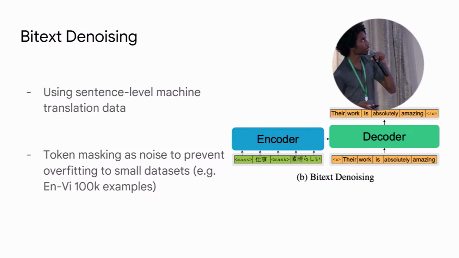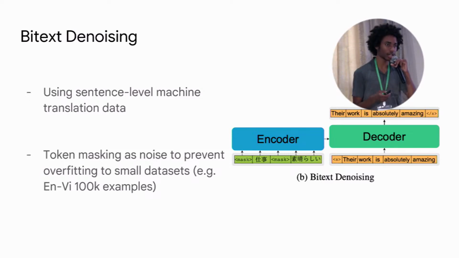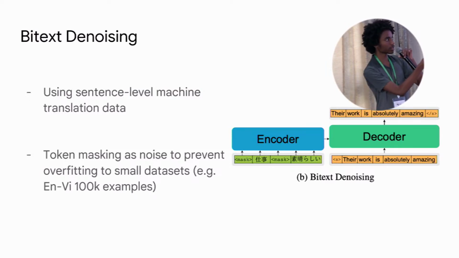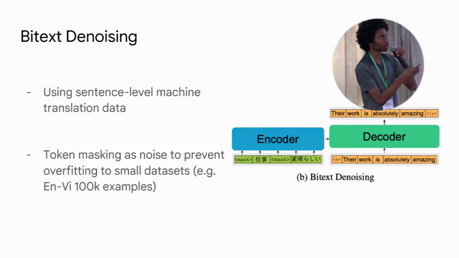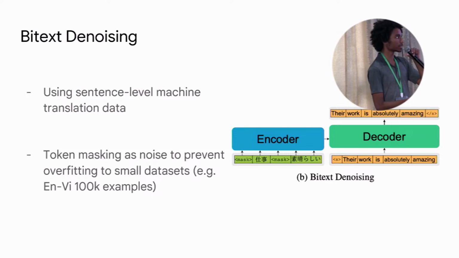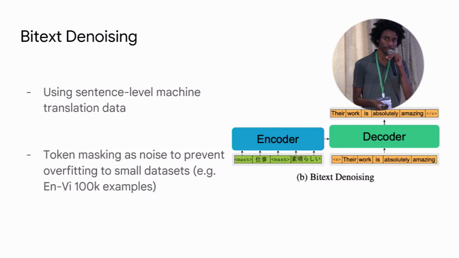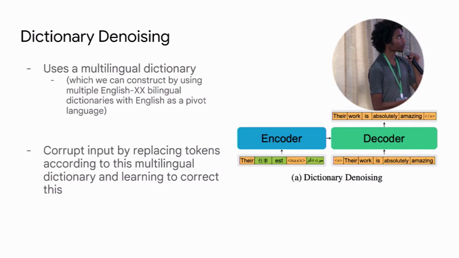So first we introduce bitext denoising. This takes advantage of sentence-level machine translation data, and it augments the existing BART style objective. So you take a given sentence. Here, this is a sentence in Japanese. You mask some tokens in this sentence, and then you look to decode it afterwards in English. And this adds some regularization when doing this machine translation style objective. And it allows us to not overfit to very, very small data sets, which is what we have in the case of a lot of our low resource languages.